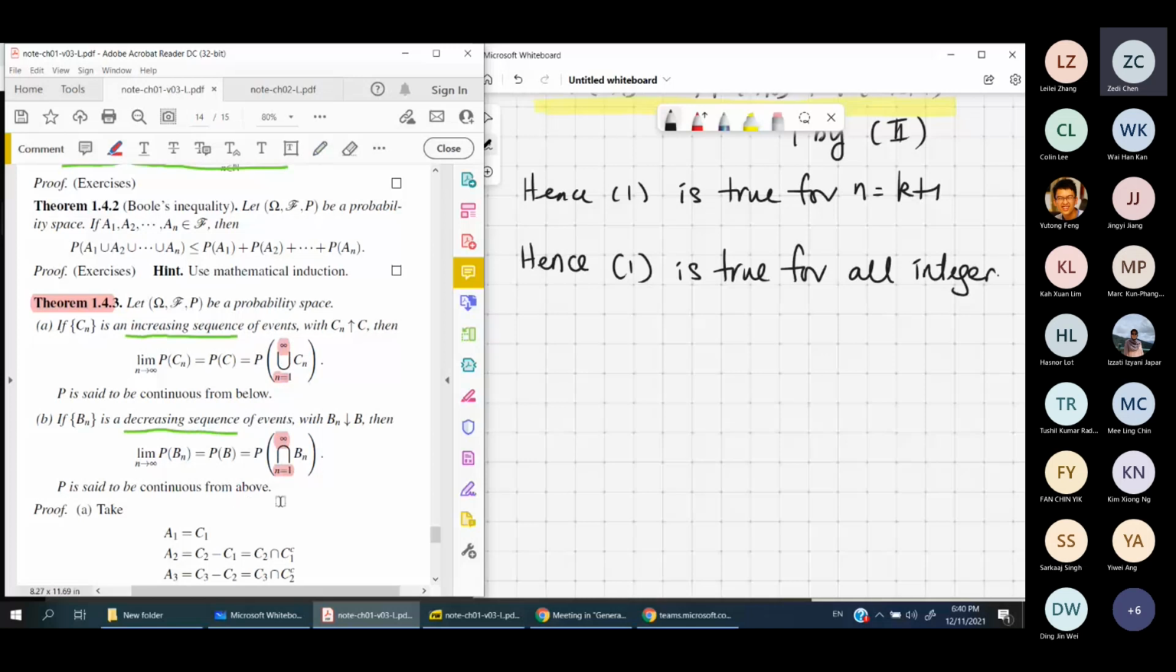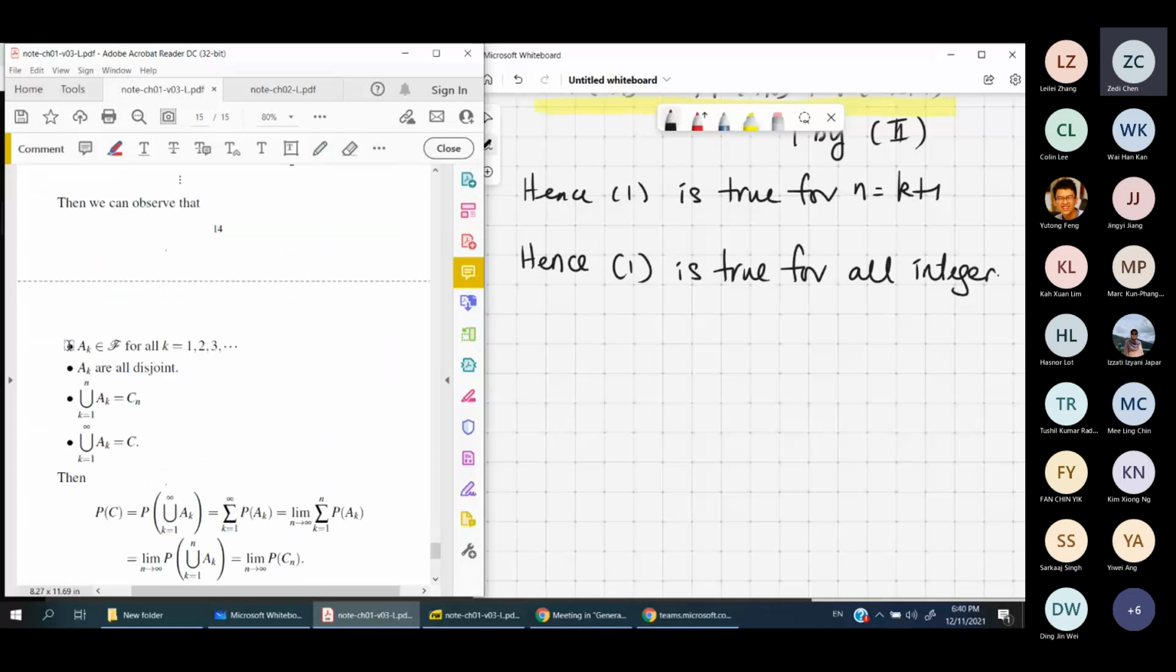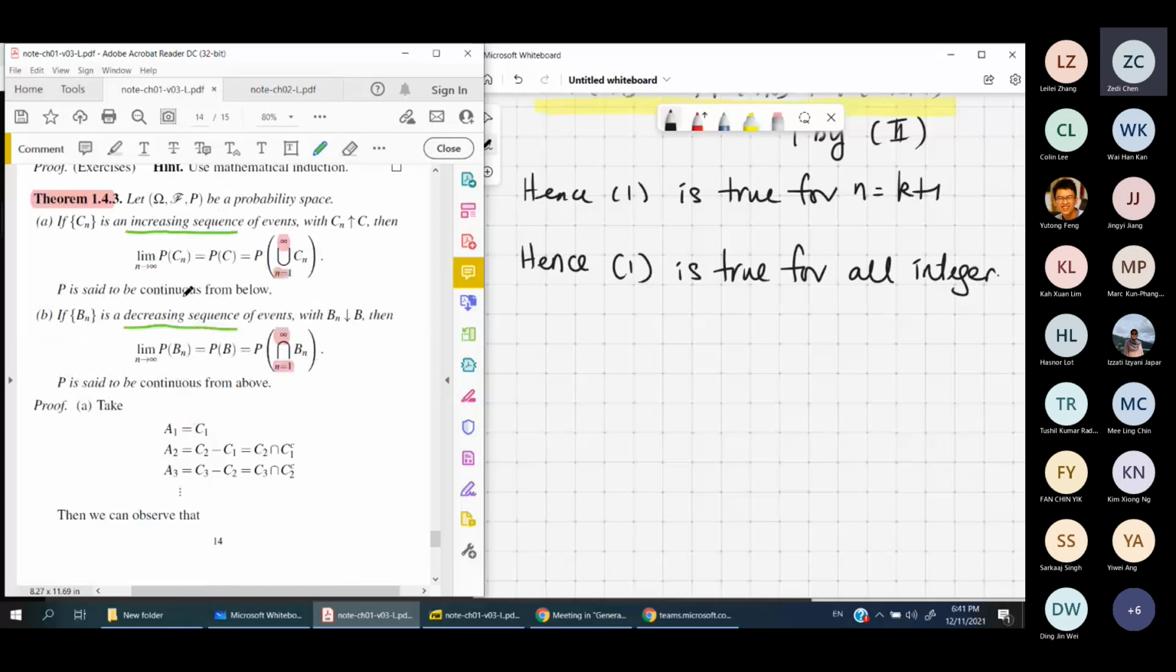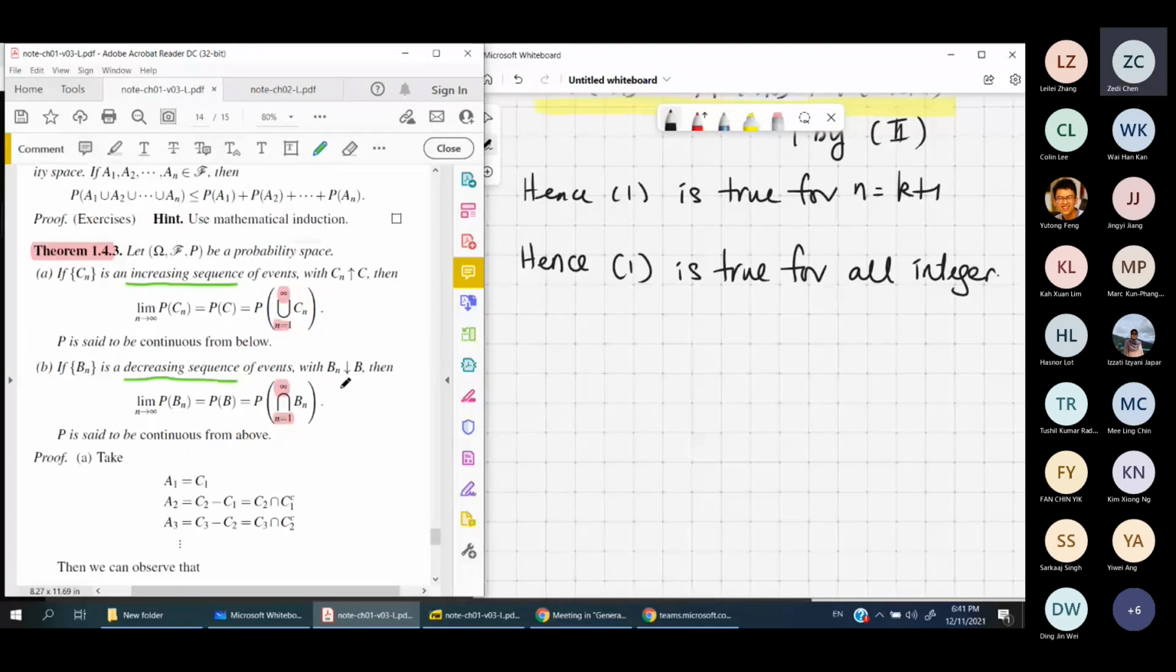All right. I just verified part A, so part B I give you here. What you can do is consider AK to be BK complement and then apply part A. Of course, you need to use De Morgan's law. Using part A and De Morgan's law, you should be able to do this. So we just look at the proof for our part A.